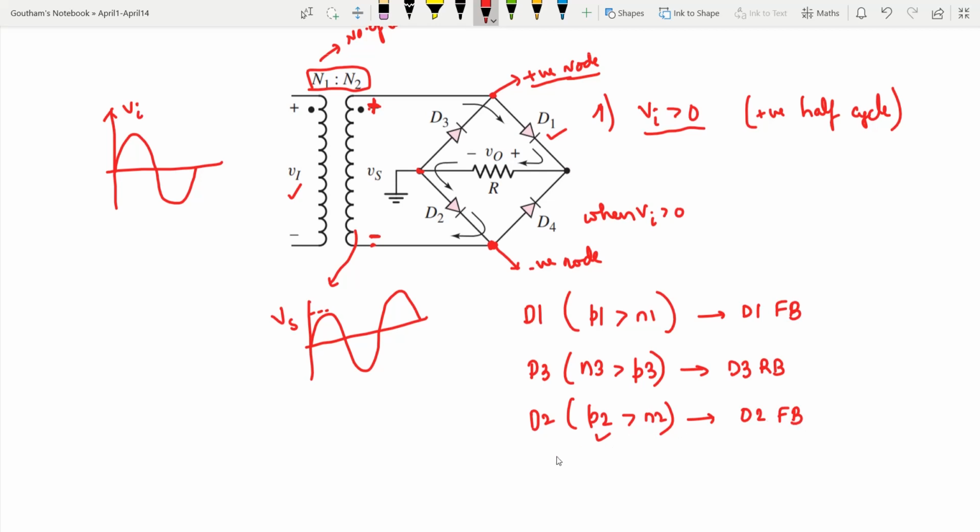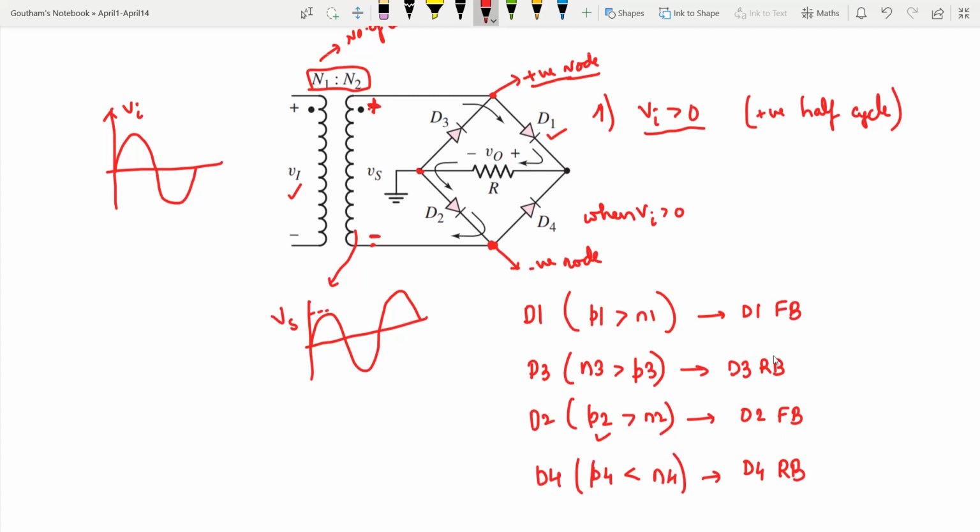Similarly, let us now analyze D4. In D4, the P side is connected to the most negative node. That means the P side will be less than the N side. Because the P side is connected to the most negative node, it will always be less than the N side. That means D4 will be reverse biased.